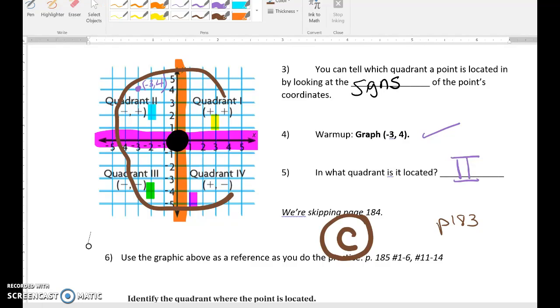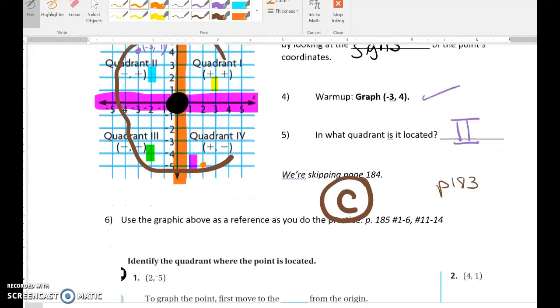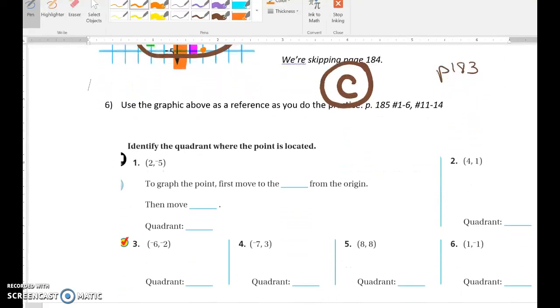So we start at the origin, right? We go 2 points to the right because the first coordinate is positive, and then we go 5 points down, 1, 2, 3, 4, 5, because the second number is negative, okay? That's number 1. And I'll put a little orange dot next to it.